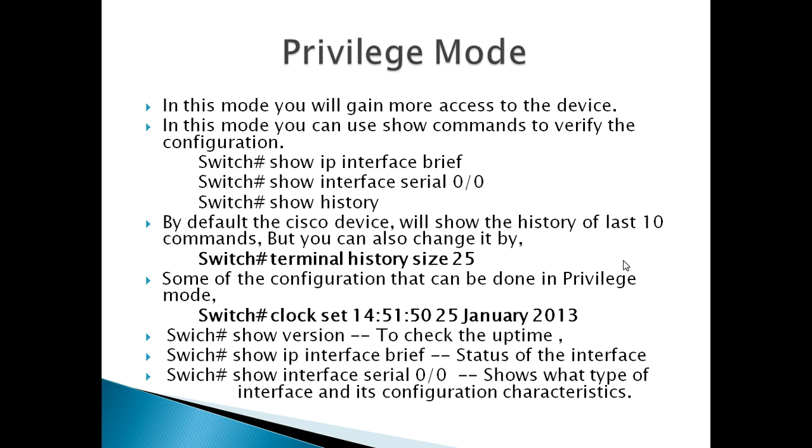And if you want to check how long the router has been on, that is the uptime of the router. This can be checked by using show version. The show version command also tells us the model of the router, switch, or product being used. This is what we can check in the privilege mode.